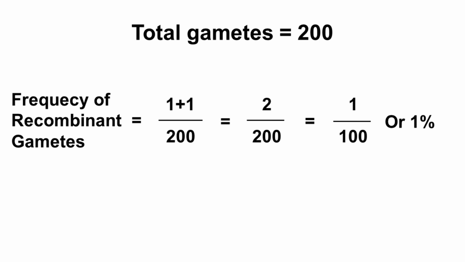Remember that the frequency of recombinant gametes is proportional to the distance between the genes. Considering that the likelihood of recombination occurring between genes during meiosis determines the distance between two genes, the number of offspring produced is highly important. The more offspring, the more accurately we determine the distance between the genes.